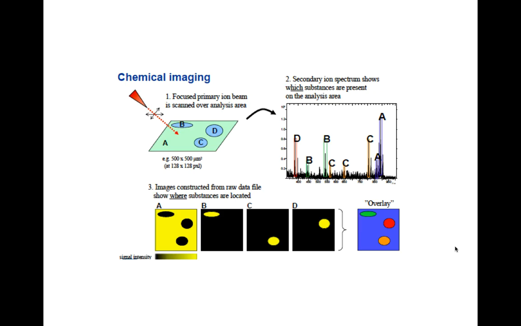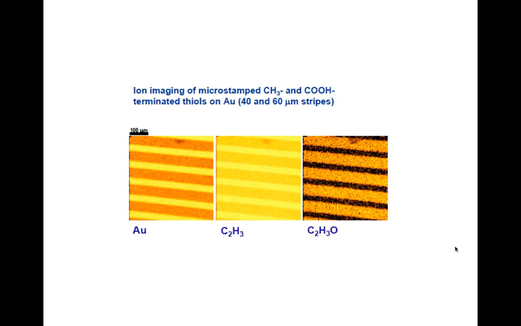And then we can see imaging of lateral distribution at surfaces or in cross sections. So for the chemical images, basically you can superimpose different materials and then see them separately and then put them all together. So the idea is to focus primary ion beams over an analysis area, and then the spectrum shows what substances are present on the analysis area, and then we can combine and construct images and overlay them and see what different materials are there.